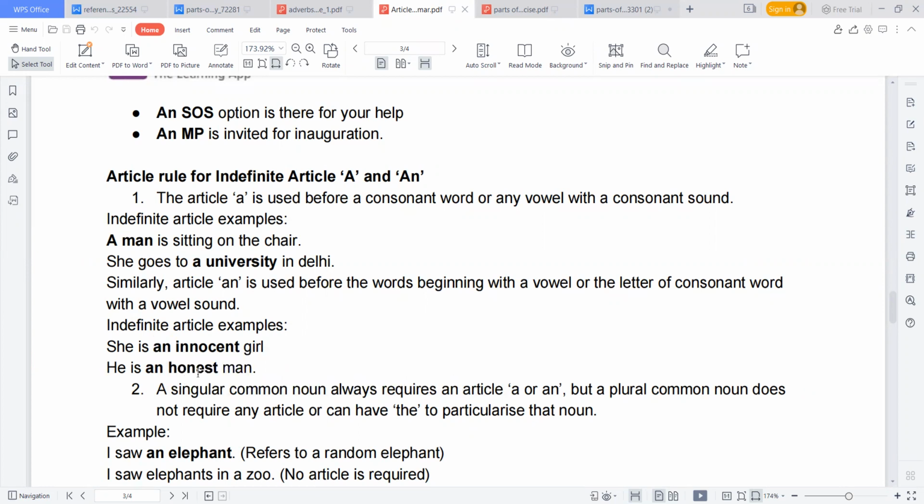We say honest, not 'honest' with an h sound. Honorable, hour is pronounced 'our', not 'har'. Honorable, it's not 'honorable' with an h sound. So all the consonant words that sound like vowels also use an. Clear?